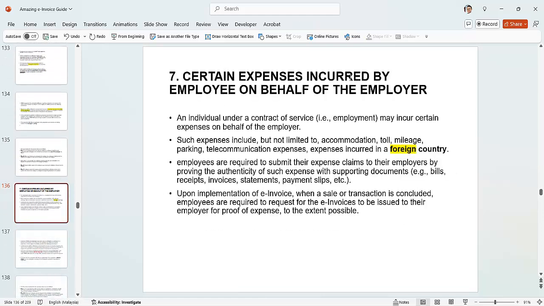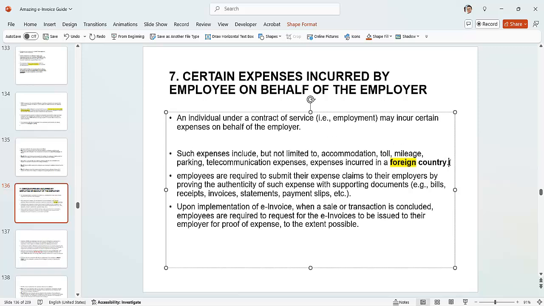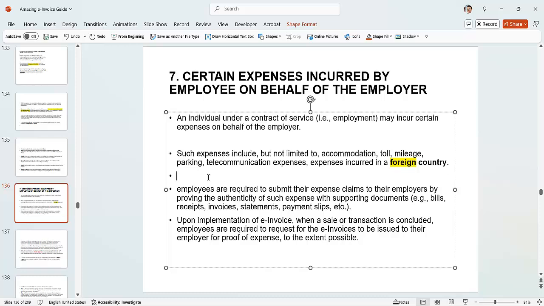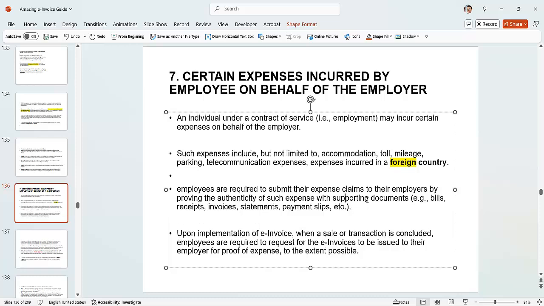All right, next, certain expenses incurred by employees on behalf of the employer, such as, but not limited to, accommodation and tolls incurred in a foreign country. So let's say I send my sales team to Thailand for a business trip. That is a business expense. So employers are required to submit the expenses by proving the authenticity. Again, it's the same thing, you have to use the supporting documents. The seller is required to issue the e-invoice.